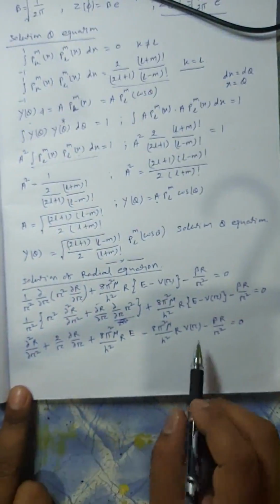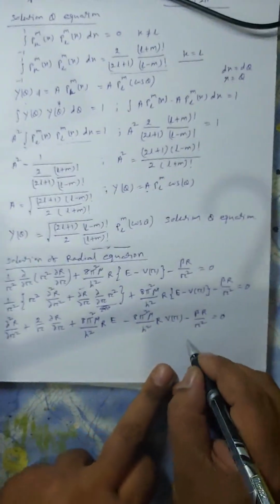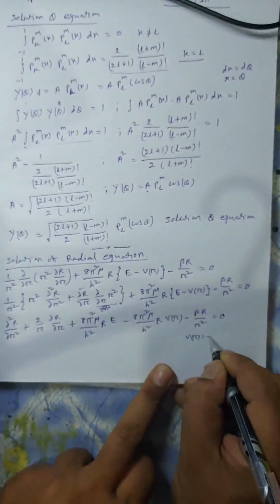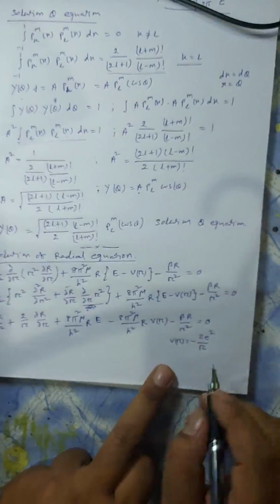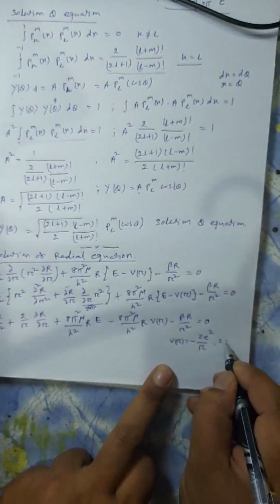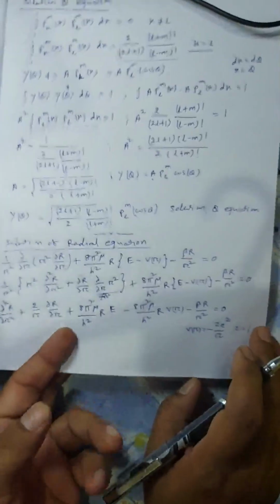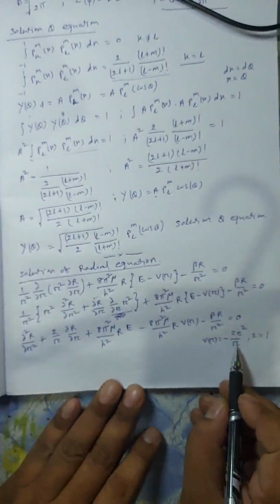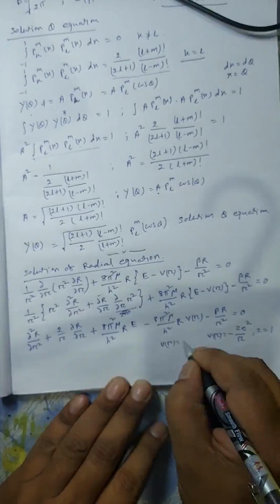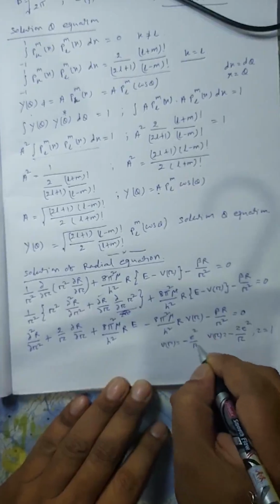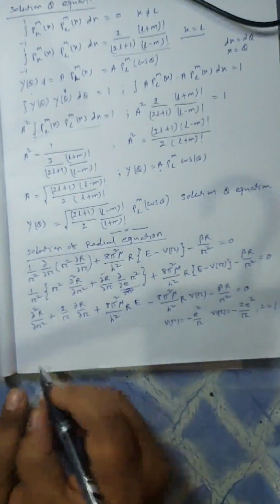Then V(r) we know is equal to minus Z e square by r. Here Z is the atomic number, 1, because we take the hydrogen atom. So V(r) is equal to minus e square by r. We substitute this value here. Then what do we get?